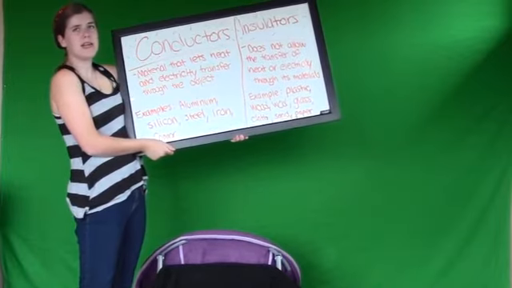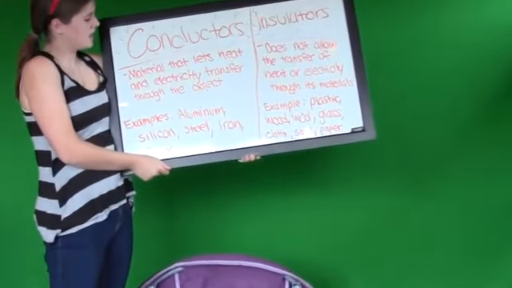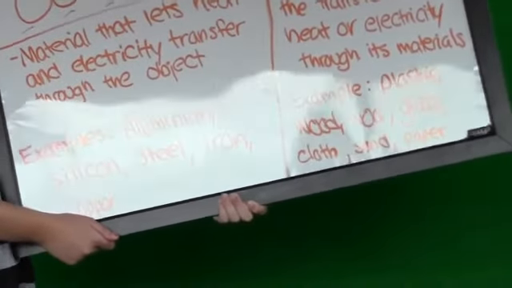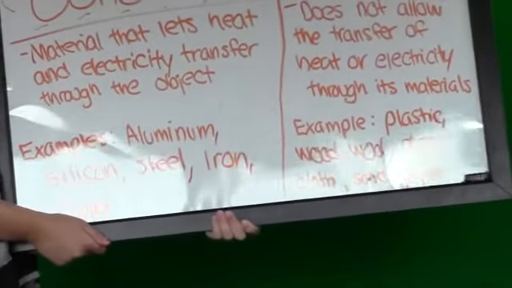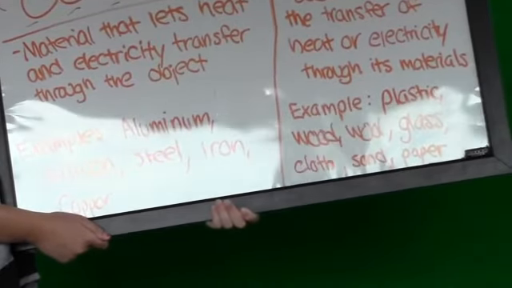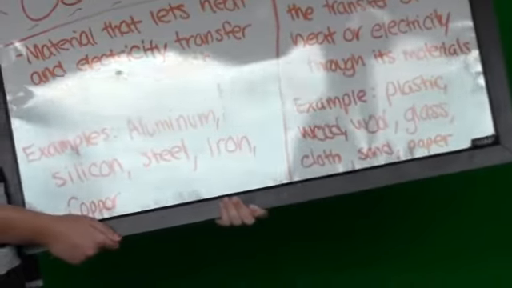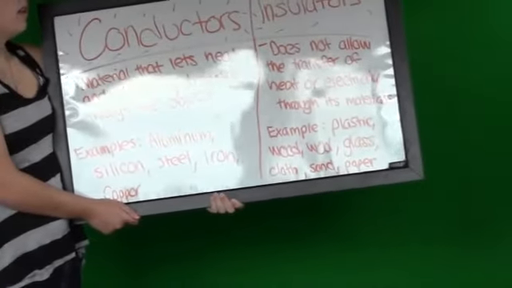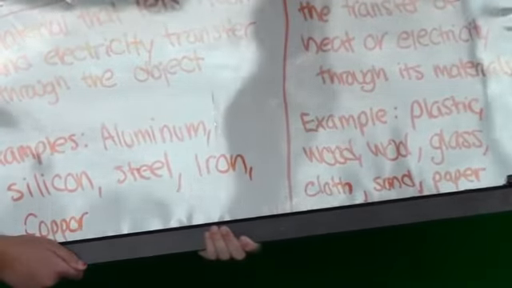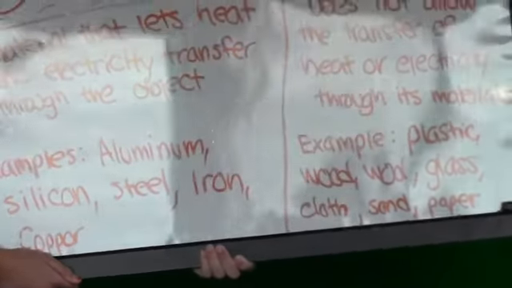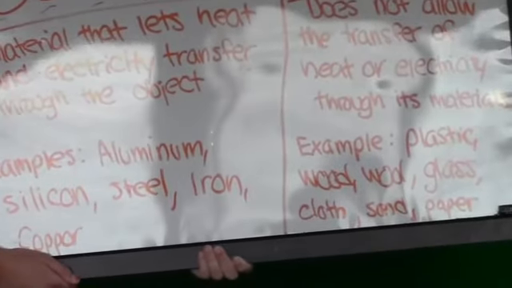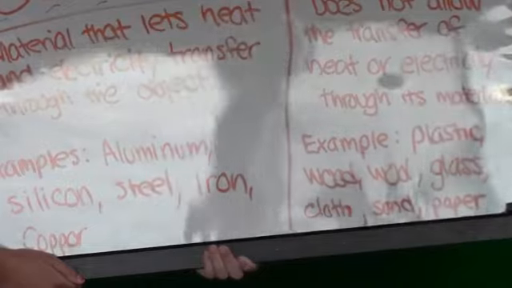Now we're going to talk about conductors and insulators. A conductor is a material that lets heat and electricity transfer through the object. Good examples of conductors are aluminum, silicon, steel, iron, and copper. Next, insulators. Insulators do not allow the transfer of heat or energy through their materials. Examples of good insulators are plastic, wood, wool, glass, cloth, sand, and paper.